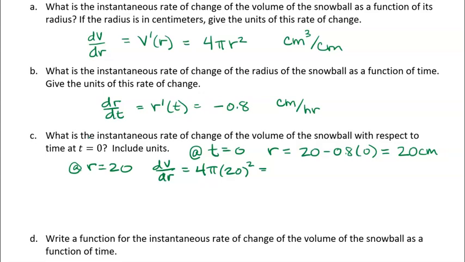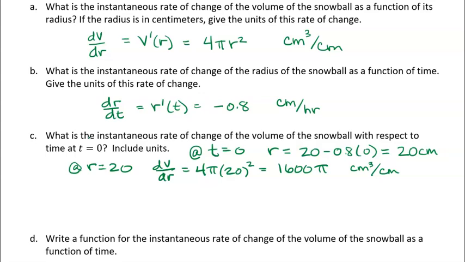All right, so that's going to give us 1600 pi. I'm just going to leave it in terms of pi: 1600 times pi. That's the exact answer. Anything else would be a decimal approximation. So this gives us the cubic centimeters of volume per centimeter of change in radius.